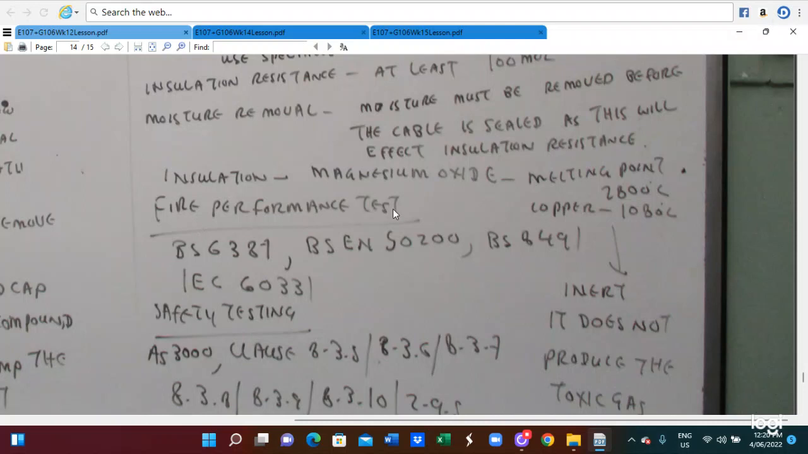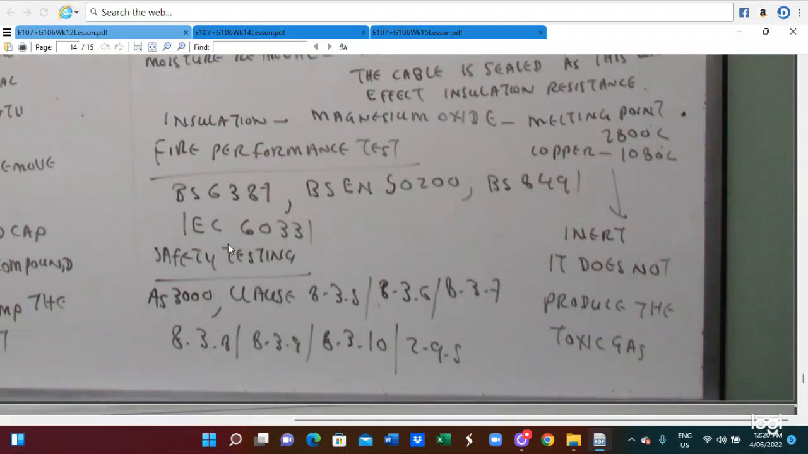Fire performance tests have been conducted across BS C381, BS EN 50200, BS 849, and IEC 60331. In this case, the insulation does not produce a toxic gas when it melts, which is also important.